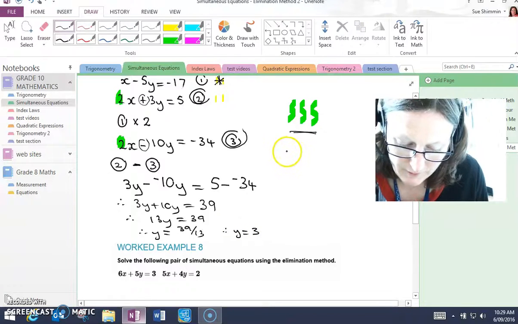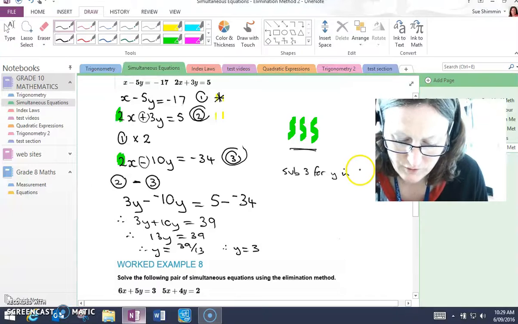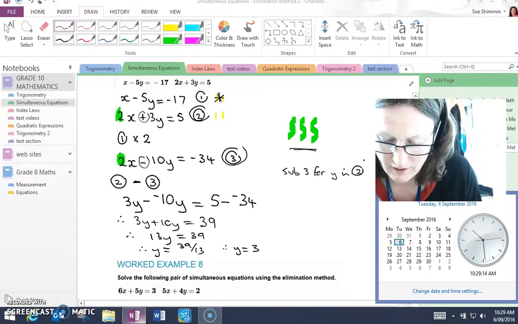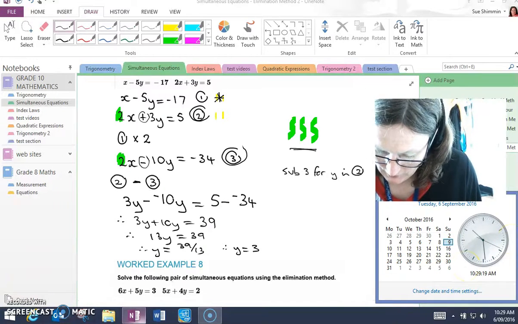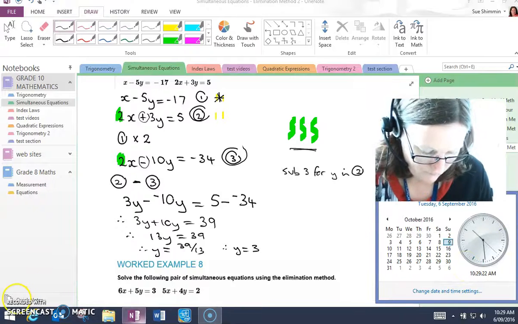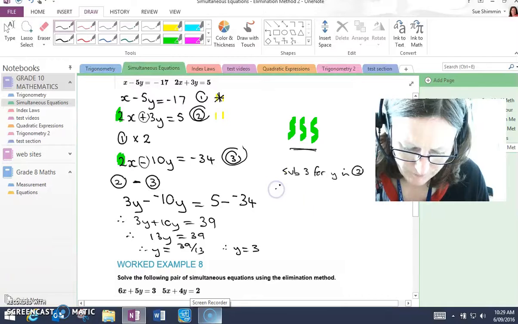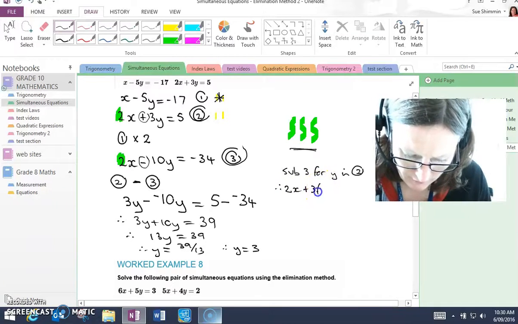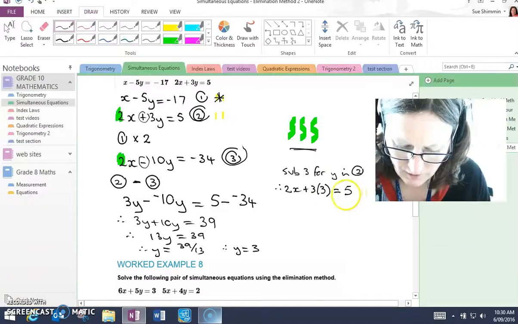Halfway there, we now substitute 3 instead of y in one of the original equations, either equation 1 or equation 2. I'm going to choose 2. Again, it just doesn't have any minus, negatives, or whatever. That sometimes gets a little bit confusing for you. So substitute 3 for y in 2. So therefore, 2x plus 3 lots of y, and y is 3, equals 5.